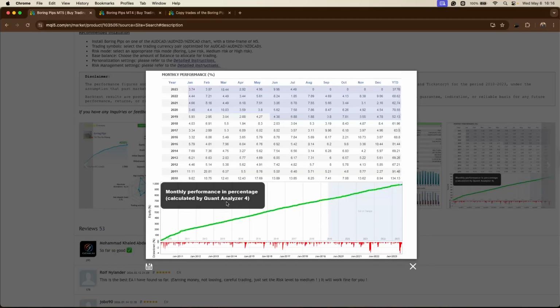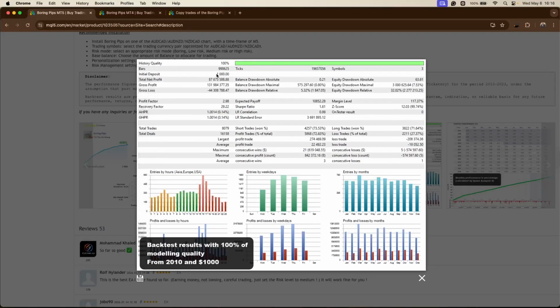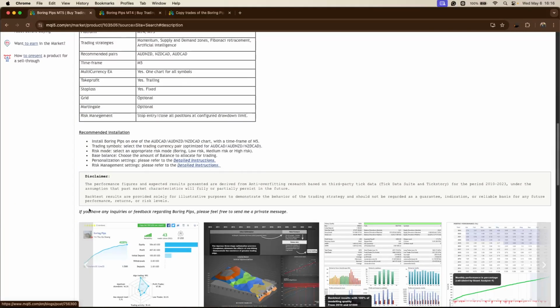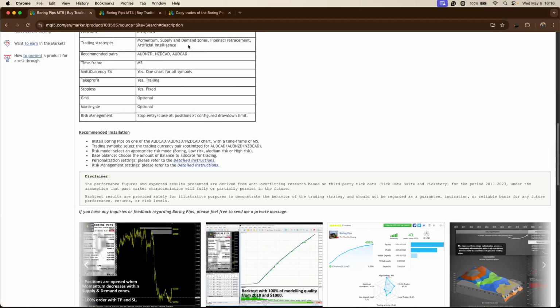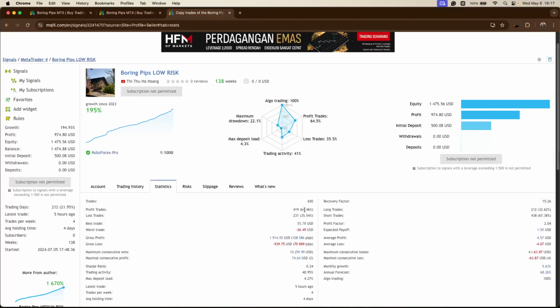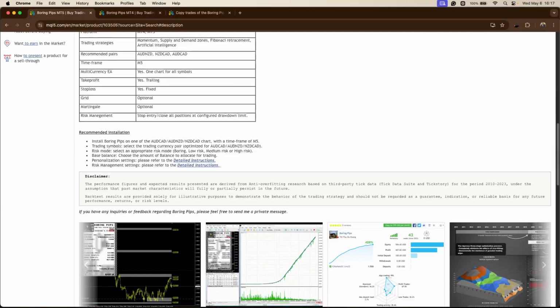Remember, this backtest has been running for 13 years. So all of these numbers are expected, the huge numbers, especially from $1,000. And it also lines up with their signal. Their signal shows 64% in about 3 years. So this is 64%, and that's all for their low risk signal. They also have the high risk signal, but that's all from the developer.